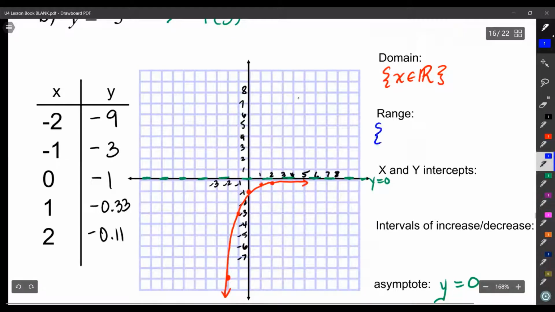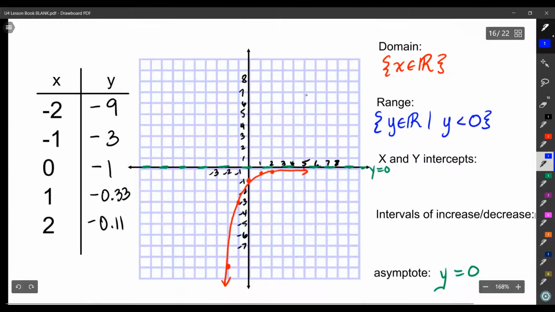Okay, how about range? Can someone create our range expression here? It's y equals all real numbers that are less than 0. Okay, so y must be less than 0. All right, in this case, again, because we have this asymptote along the x-axis, there's no x-intercept. And we can see our y-intercept right here. It's at (0, -1).